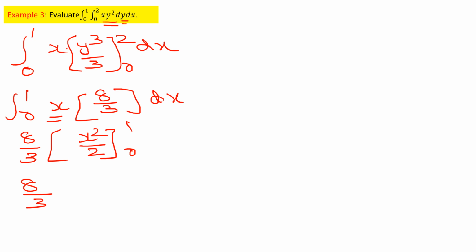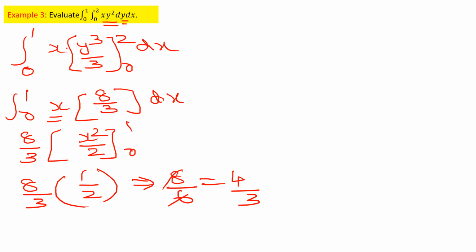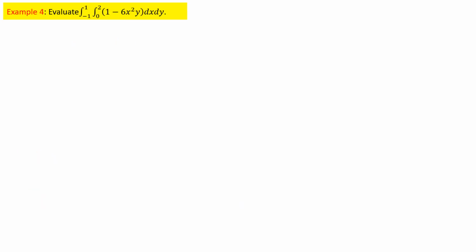So this will give you 8 by 3. By substituting the upper limit, we will get 1 by 2. Substituting the lower limit will be 0. So the final answer is 8 by 6. Further simplification, I can say the answer is 4 by 3.